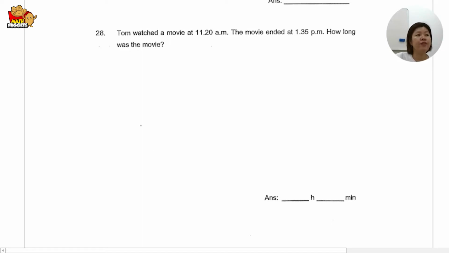Tom watched a movie at 11:20 a.m. but then it ends at 1:35. So it's asking how long is the movie? So it's from 11:20 and it ends at 1:35 p.m.